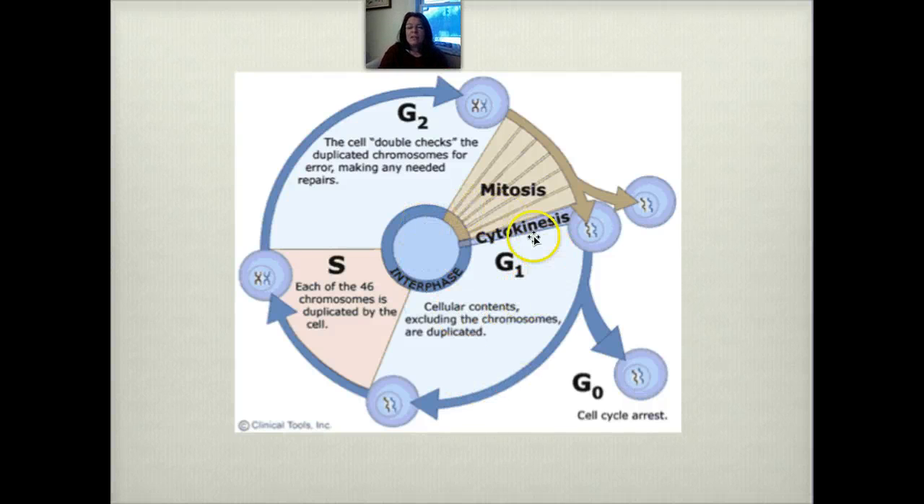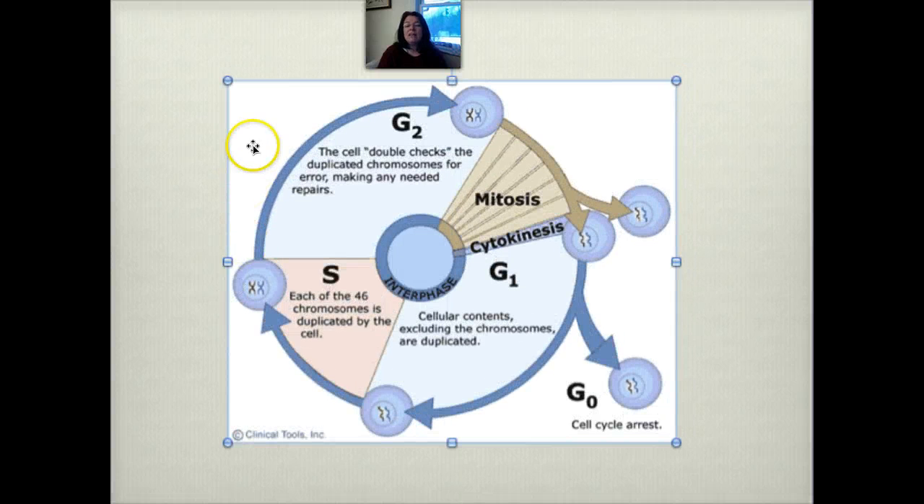So during the first gap, we have cytoplasmic contents being doubled. Everything except the chromosomes would fall into this category. And so when you look down here, you still have one cell after G1, and nothing much looks different. Then we go through the S phase, which is the synthesis phase, where the DNA gets doubled. And at the end of this stage, if we were able to see it, we would see a double copy of all the chromosomes inside the cell nucleus.